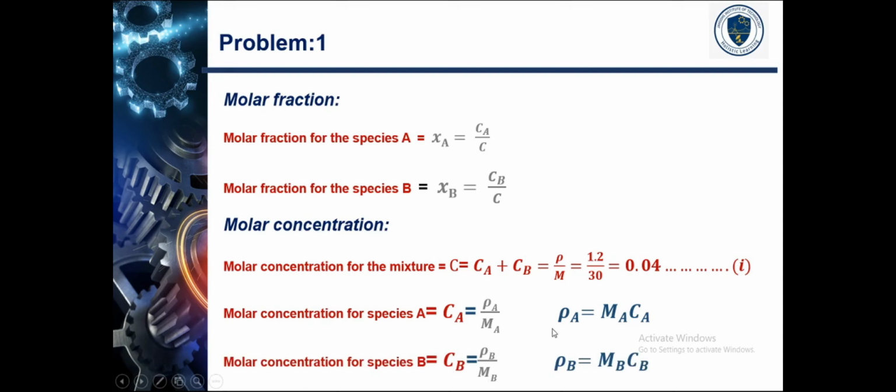So I convert it from this formula, I will get these two relationships. Here rho A and rho B are the mass concentration of species A and the mass concentration of species B. So with the help of these two formulas only, we are able to find Ca and Cb. How? Let's discuss in the next slide.